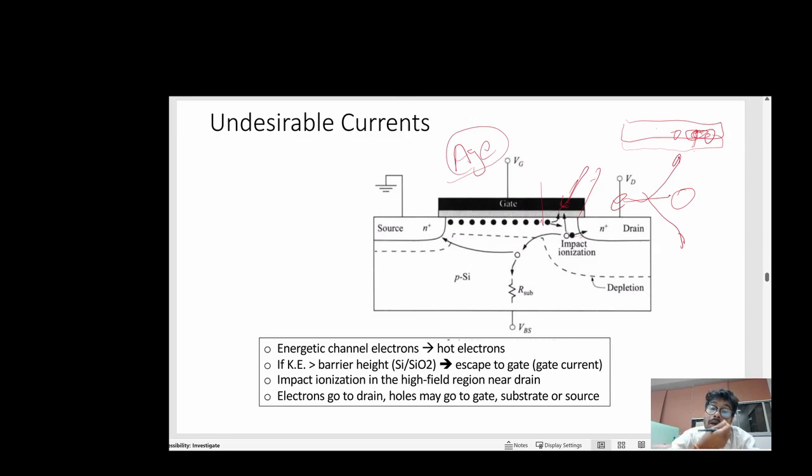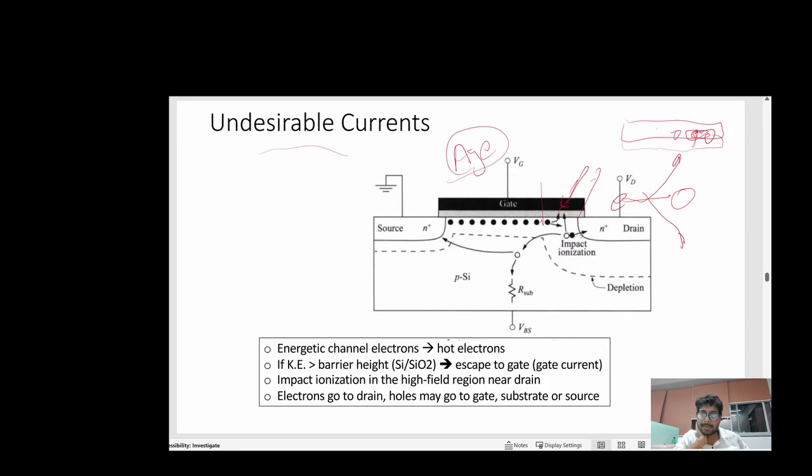So now, okay, that is fine. These are the things that I wanted to tell you about, when you scale down the transistor, what undesirable things can happen. So if you have any doubts till this point, you can ask.